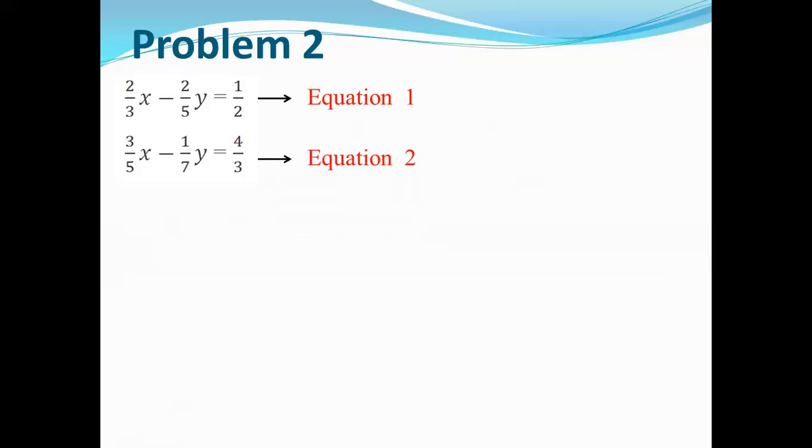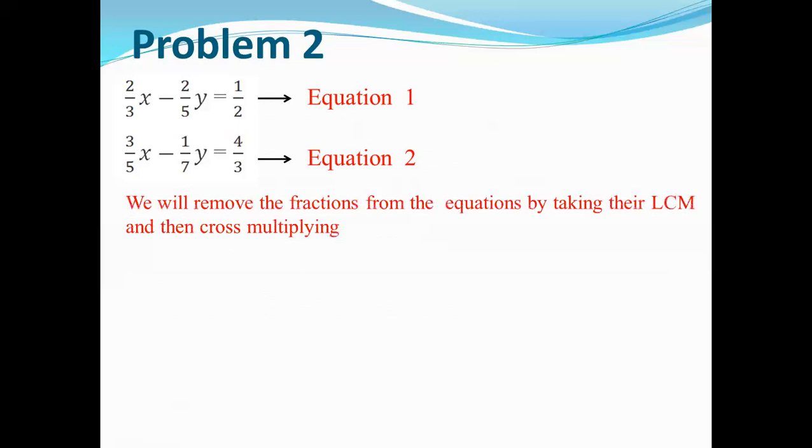As you can see, both the equations have fractional values. We have to eliminate one of the variables to find the values of the unknown. And to do so, the first step is to remove their fractions. We will remove their fractions by taking out their LCMs and then cross multiplying. We'll take equation number 1 first.